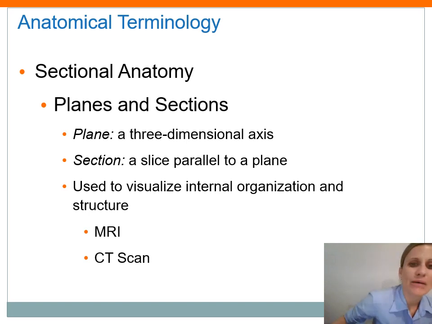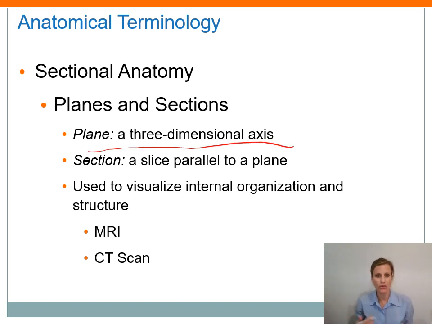When we talk about anatomical terminology, we mentioned planes. Planes are important. A plane is just a three-dimensional axis, so an imaginary axis cutting through the body. And a section is a slice of the body that goes parallel to that plane. We use these to visualize inside the body.